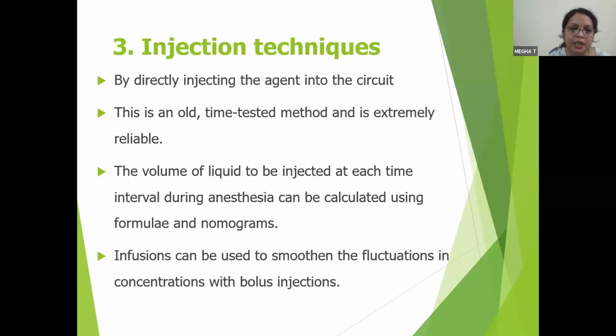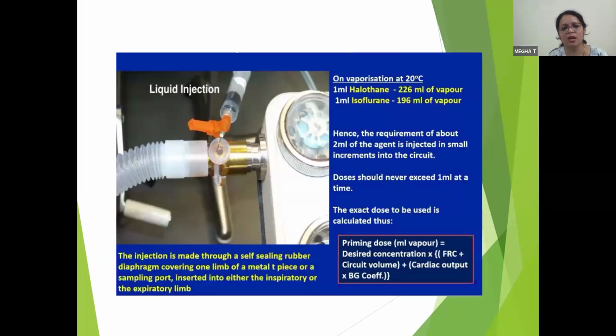Injection technique is by directly injecting the agent into the circuit. This is an old time-tested method. The volume of liquid injected at each time interval during anesthesia, there are formulas and nomograms for that. Even infusions have been used. Here, just for an idea, 1 ml of halothane or isoflurane gives roughly around 200 ml of vapor. Hence, 2 ml of agent is required in the first 10 minutes, that is around 400 ml of vapor. At a time, you should not exceed 1 ml; 0.2 to 0.4 ml aliquots are given. This is a formula which is used to calculate the exact dose.